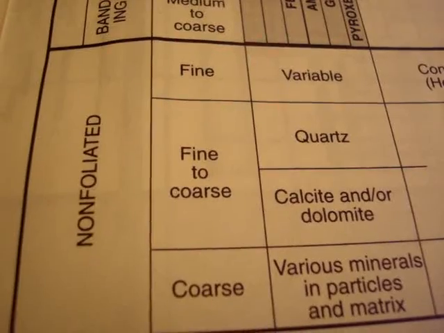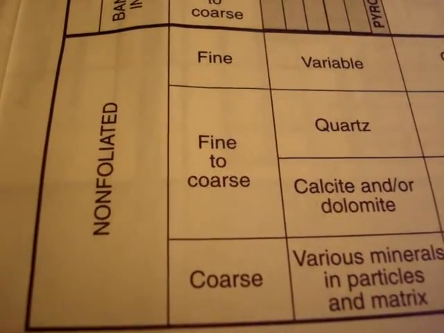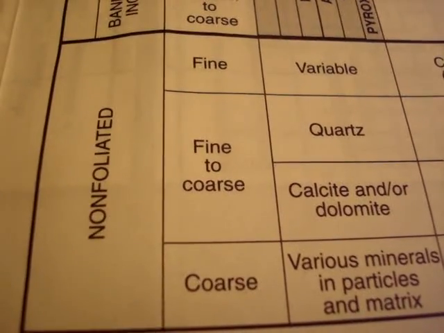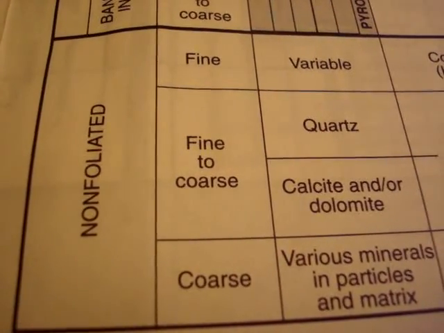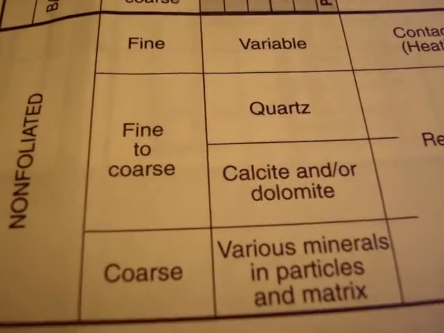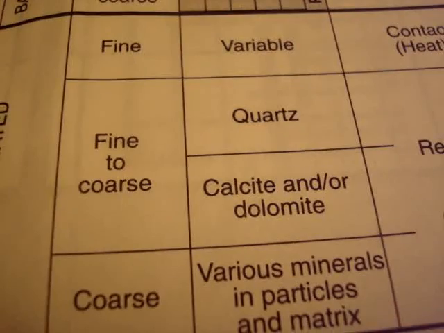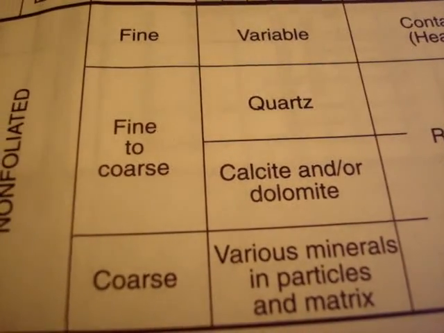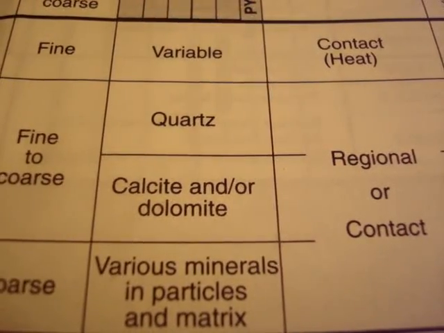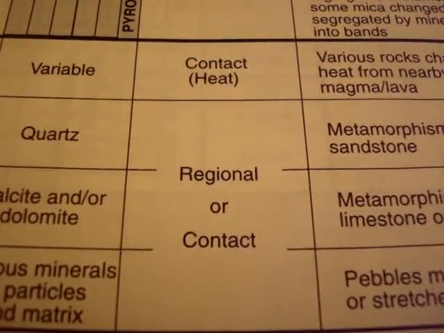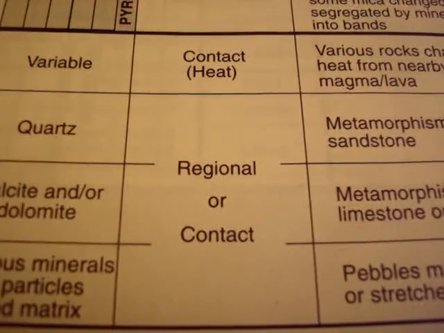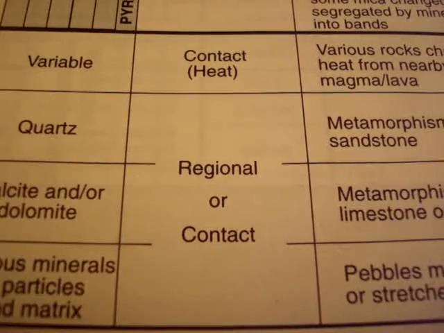Our second type of metamorphic rocks are non-foliated metamorphic rocks. These metamorphic rocks do not exhibit any type of mineral alignment or banding. And just like our previous examples, the texture or the grain size can be fine to coarse, or just coarse. The composition tends to be one mineral or just a few, and the non-foliated metamorphic rocks tend to be formed by contact metamorphism or regional metamorphism.